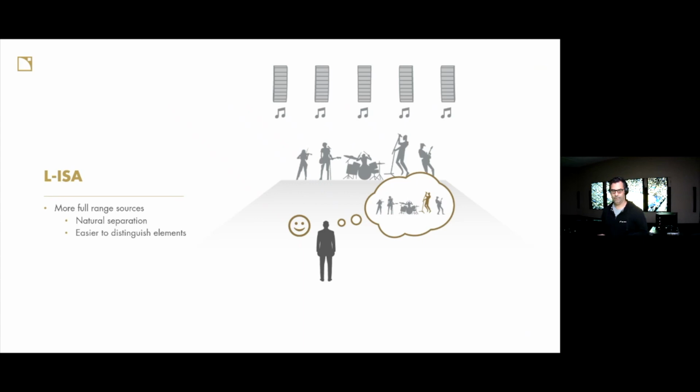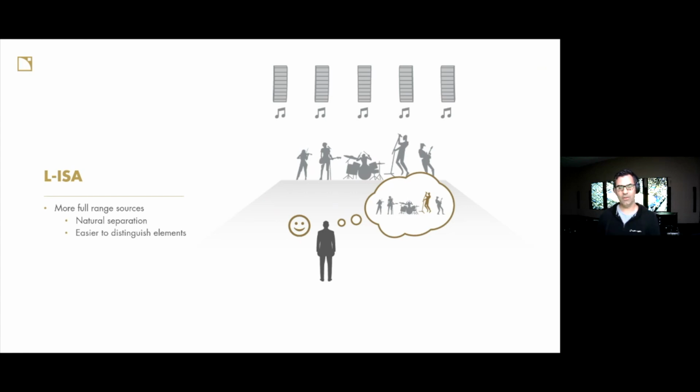So L-ISA, what's the goal here? We want to have more full range sources as opposed to just left and right. The goal is to have more full range sources so we can have natural separation of the music elements. I don't want to try to separate them with a compressor, with an equalizer, beyond what I need to make them sound correct. I want to separate them physically or geographically. And this becomes easier to distinguish different musical elements.